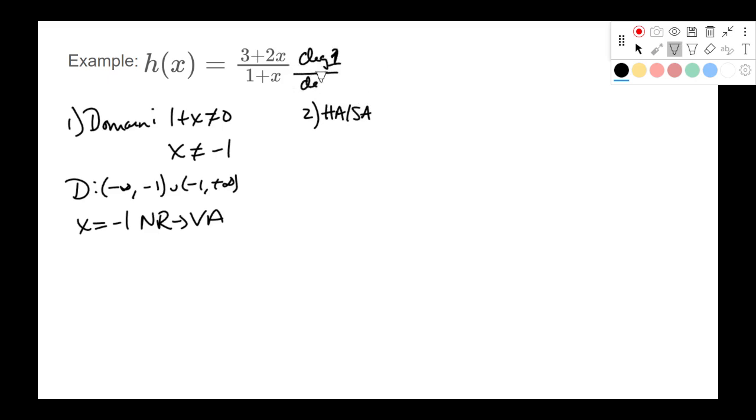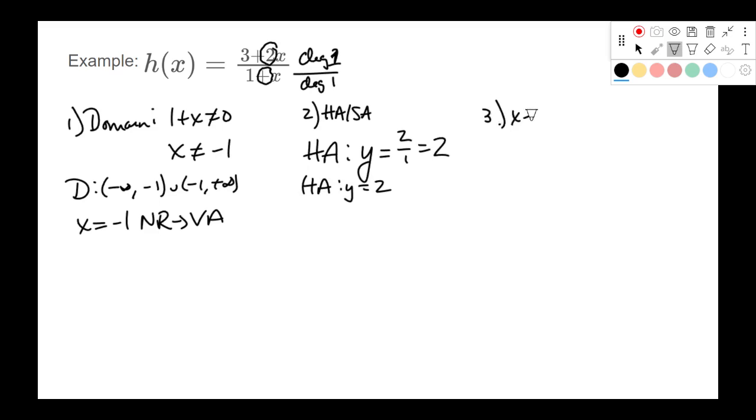The degree in the denominator is also 1. So that means there's a horizontal asymptote, and I'm going to divide the leading coefficients. It's going to be y equals, here's the leading coefficient in front of the x, a positive 2. The leading coefficient here is positive 1, so I'm going to take 2 over 1, that's 2. So I know there's a horizontal asymptote at y equals 2. That's it for that. That helps me to make my graph.